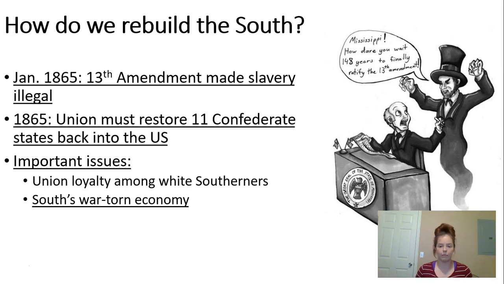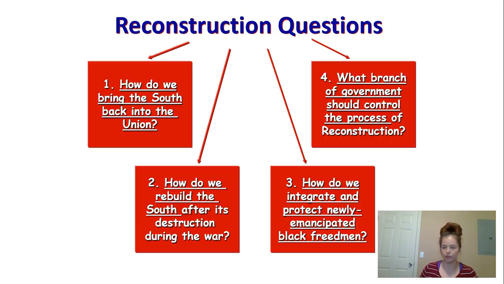And then an interesting little fact: this picture over here is showing Lincoln's ghost really upset with a Mississippi congressman, because Mississippi was the last state to ratify the 13th Amendment. They didn't do so until 1995, so Mississippi is looking real sus.